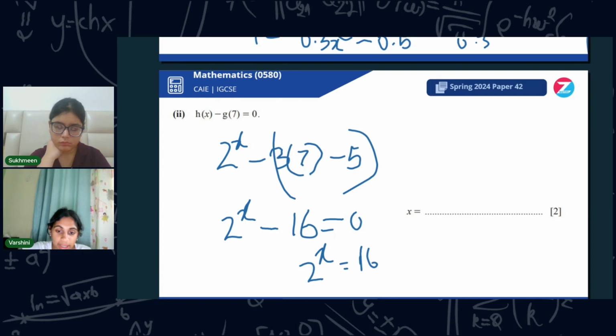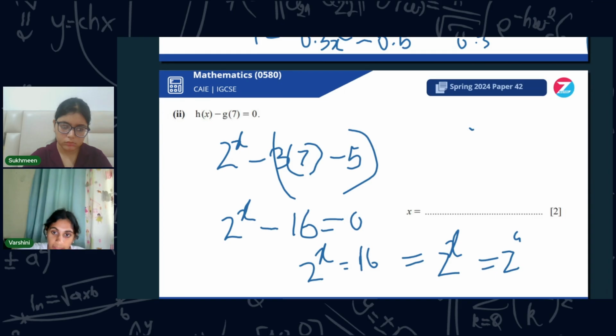And we also know that 16 is a power of 2. We know that 16 is 2 to the power 4. So again, we can write this as 2 to the power x equals 2 to the power 4. And we know that when there's a to the power x equals a to the power y, x has to be equal to y. So therefore, x has to be equal to 4, because 2 to the power x has to be 2 to the power 4. So that gives us x as 4.